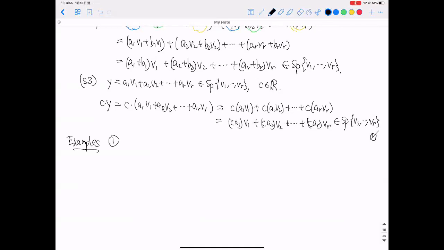If you just have, say, a single vector, for example a vector in R3, the span of this single vector would be just multiples of this vector, right? Because there's no addition possible here with a single vector. All you can do is multiply by a scalar.